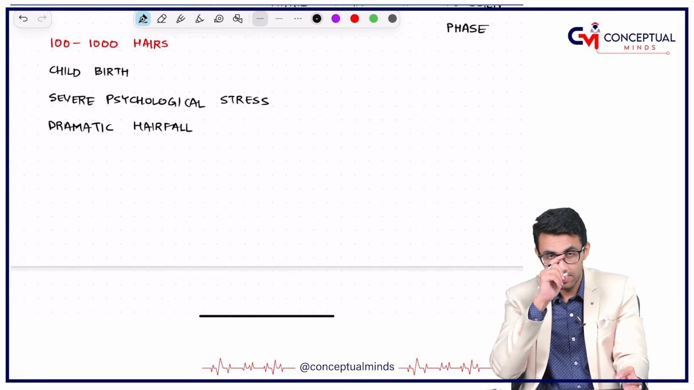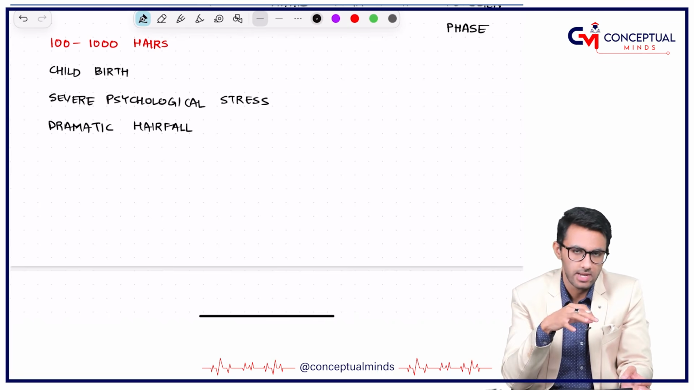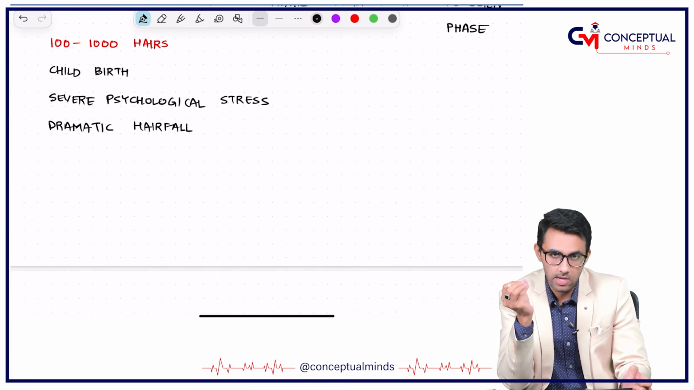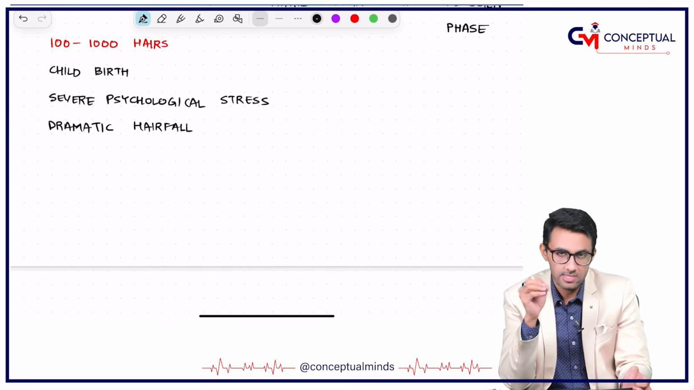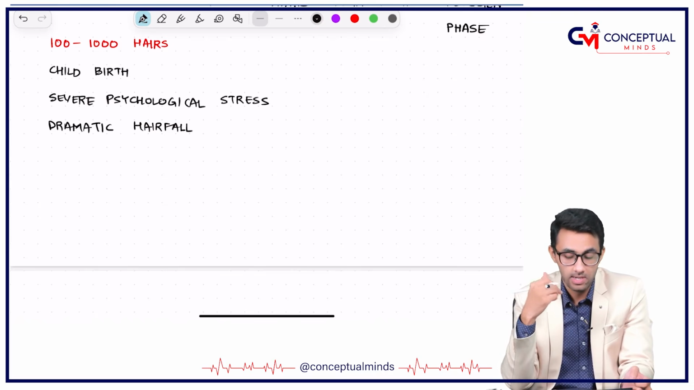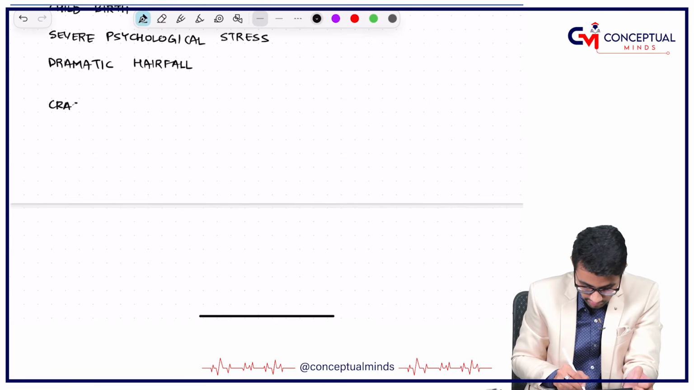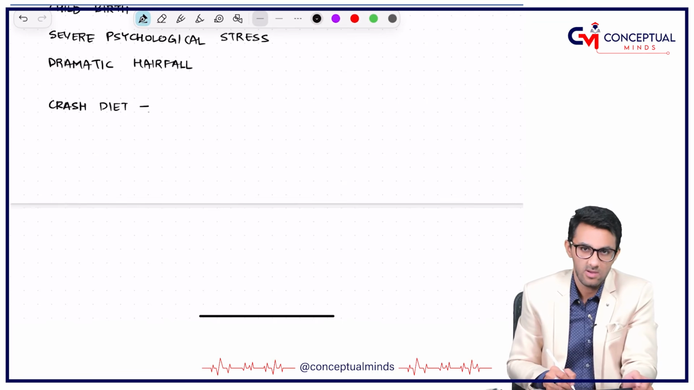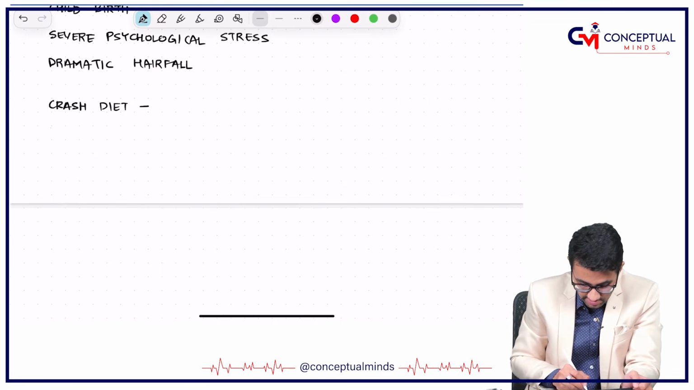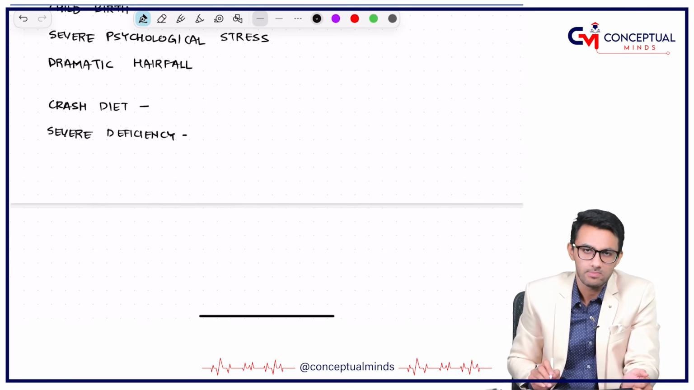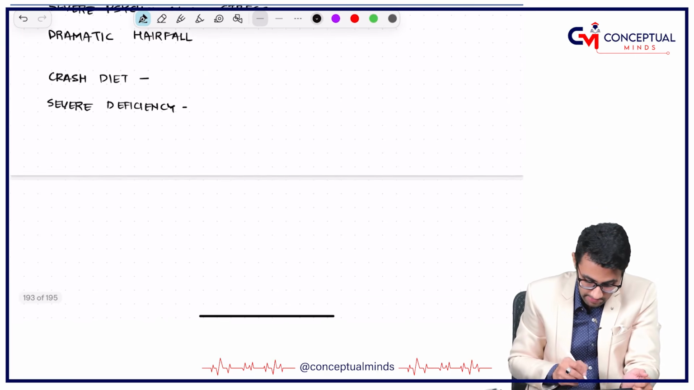And there is one other condition. This is the acute presentation. In chronic telogen effluvium, it is because, for example, somebody is going on a crash diet, probably called a watermelon diet. There are severe deficiencies, there is malnutrition, and in some conditions, some metabolic disorders also we could have this.